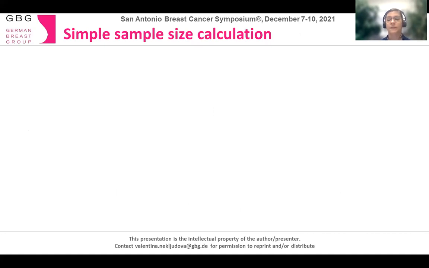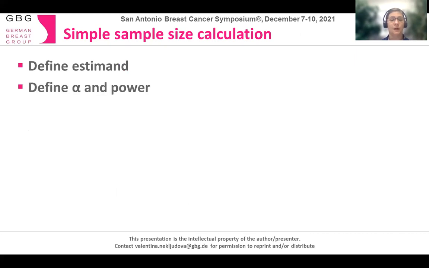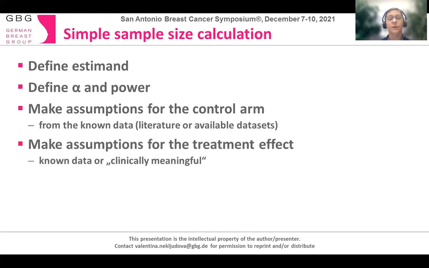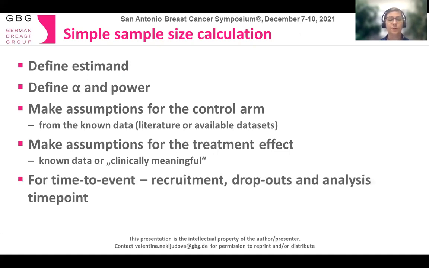So when we calculate the sample size for a study, the first two steps are obvious. Then you make assumptions for the control arm from the known data. Then you define your alternative hypothesis. You can use known data, for example, from a phase 2 trial, if you have some, or you can decide to go for what would be considered as clinically meaningful difference.